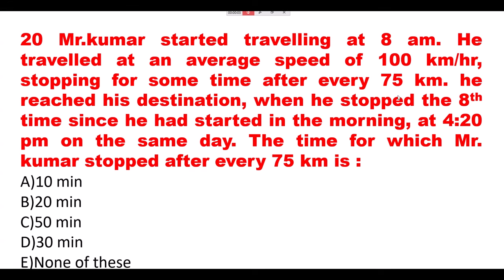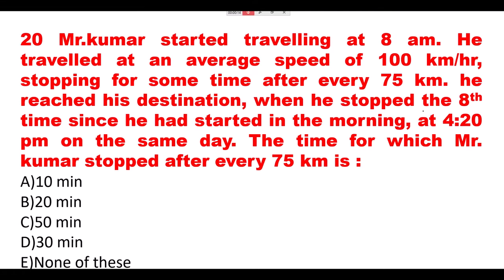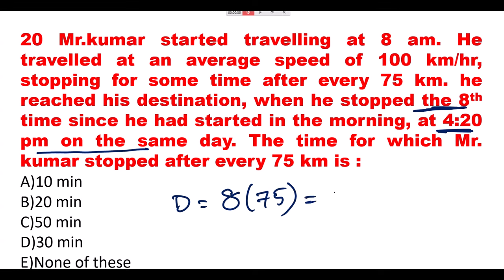If you see that line, after every 75 kilometers you stop. They mention that by the time you stopped the 8th time, it is 4:20 p.m. on the same day from morning. Means the 8th time you stopped, before stopping you traveled 75 kilometers. So 8 into 75 is 600 kilometers of distance traveled. In the question they gave an average speed of 100 kilometers per hour, so 600 divided by 100 equals 6 hours.